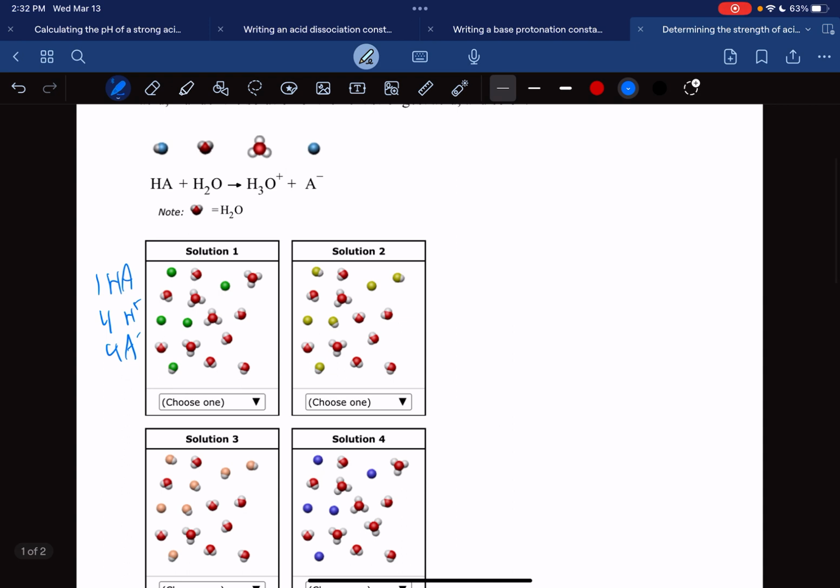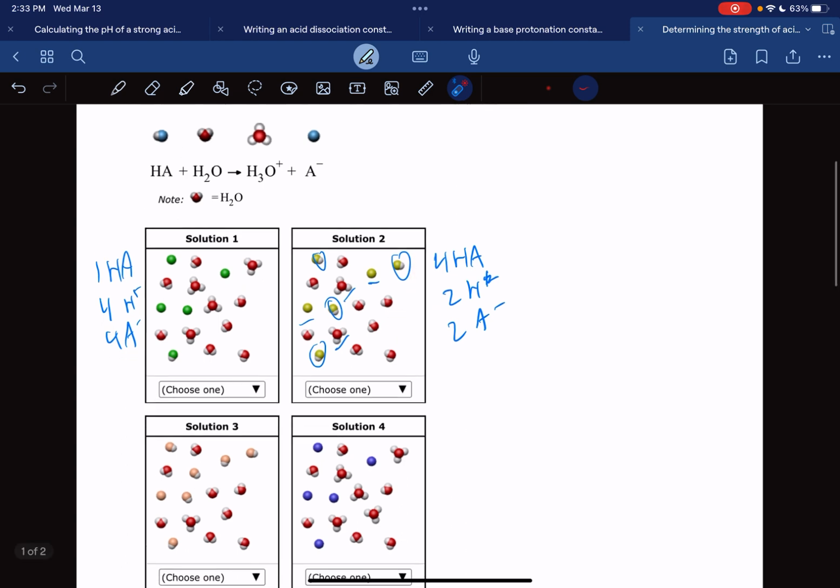Let's look at the second one here. Now, this is the exact opposite. We have 1, 2, 3, 4 of the HAs, right? And if we take a look at the A minuses, we have 2 here, and then we have 1, 2 here. So we have 2 H pluses, and we have 2 A minuses. So if we were comparing these two to each other, we know for certain that this one is a stronger acid than this one. But let's take a look at the rest of them.